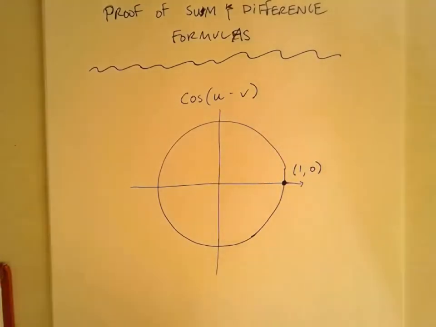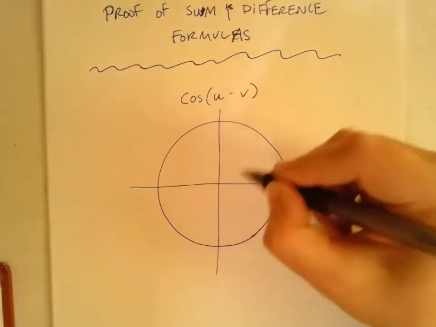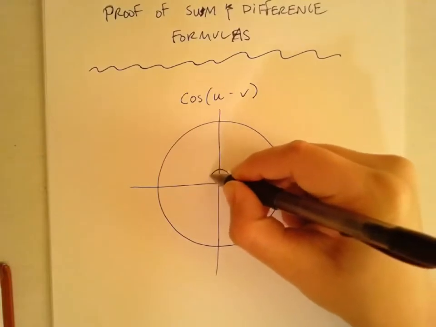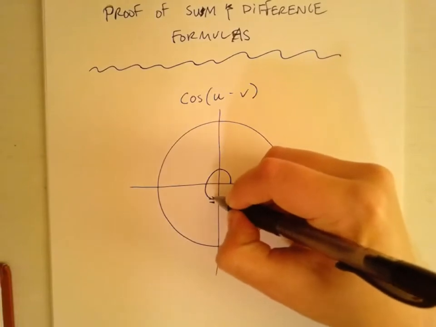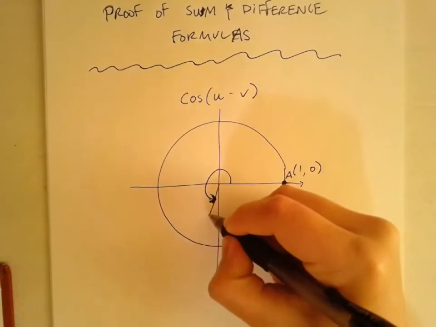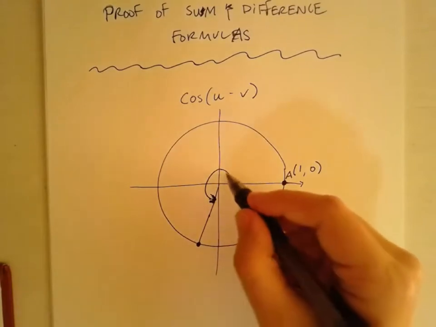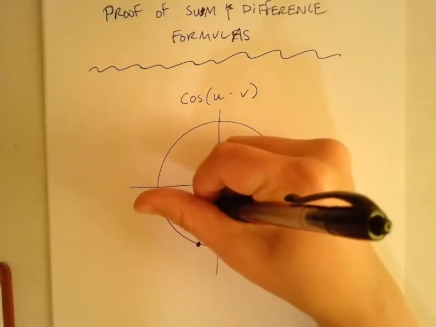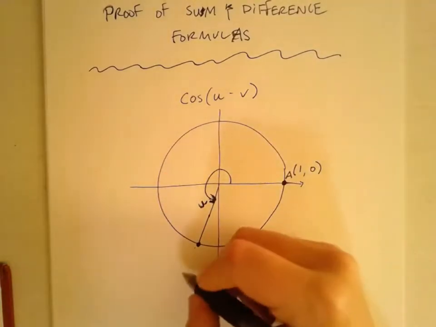And we're going to label this point A. And the first angle we can talk about is U. So let's say we have some larger angle here, U. So I'm going to start here, go around counterclockwise, and stop at some arbitrary place, just let's say right here, right? And I'm going to draw a line out to the edge of my unit circle. And I'm going to call this inner angle here U, and label that point D.